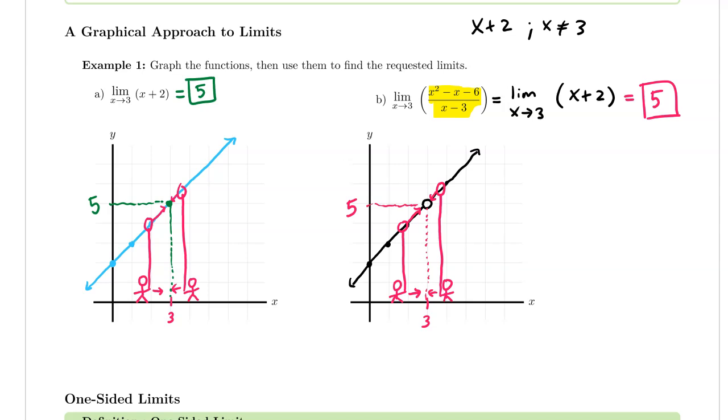Now, you may be asking yourself, in part A of this, did we really have to have a graph? Because as you can notice, if I plugged in 3 here, 3 plus 2 is equal to 5. But notice that we couldn't take that approach in part B, because if we had plugged in 3, we would have had division by 0. So to answer the question, could we just plug in the x value that's being approached? We can sometimes, but not all the time. And we'll explore later when we are able to do that.